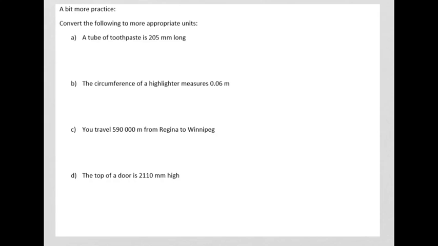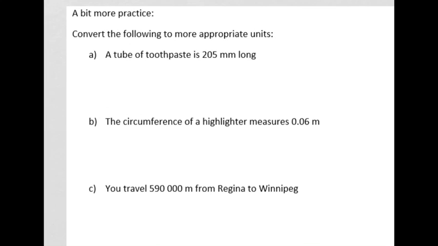I've got some examples here that I want you to try on your own. Okay, they give you some measurements. First, just together, we'll determine a more appropriate unit of measurement, and then I'll get you to do the actual conversion on your own. So they tell us that a tube of toothpaste is 205 millimeters long. What would be a better unit of measurement? Centimeters. So we're going to go millimeters to centimeters.